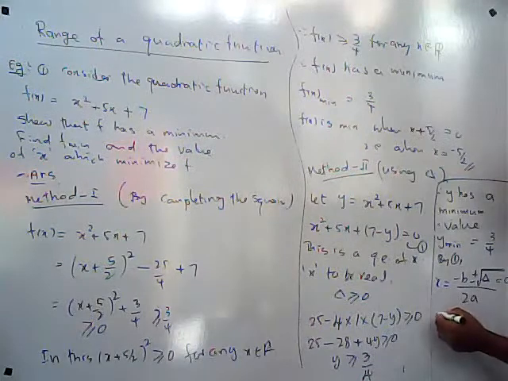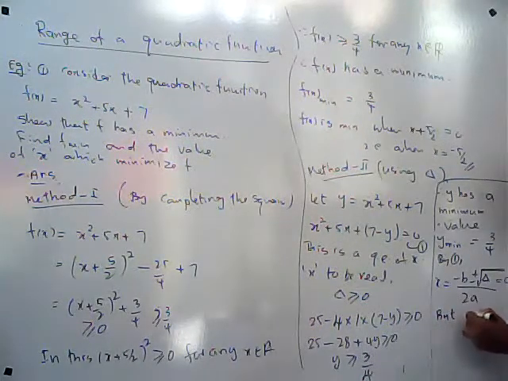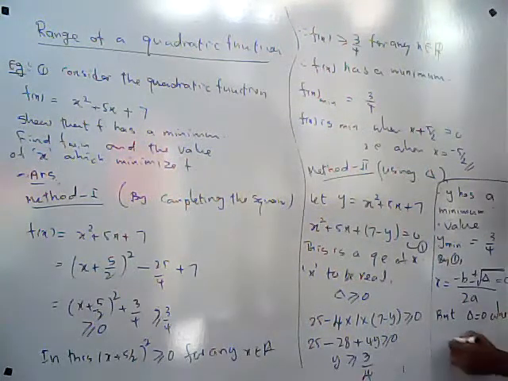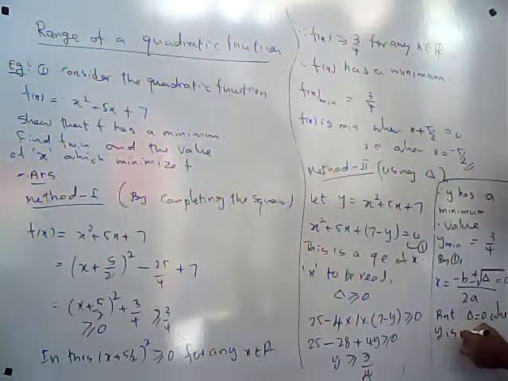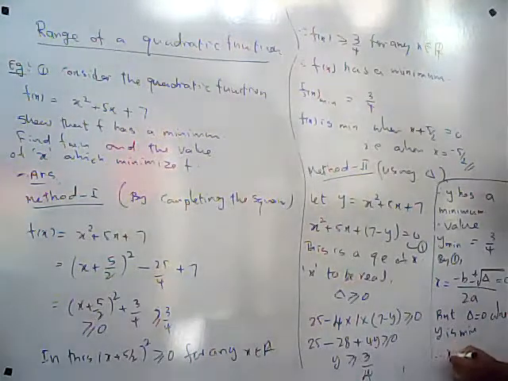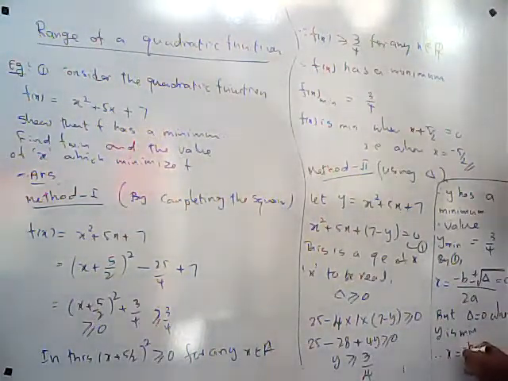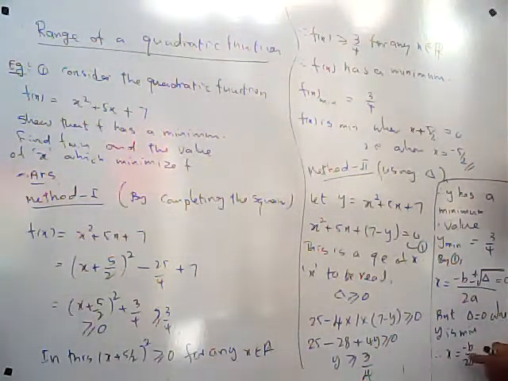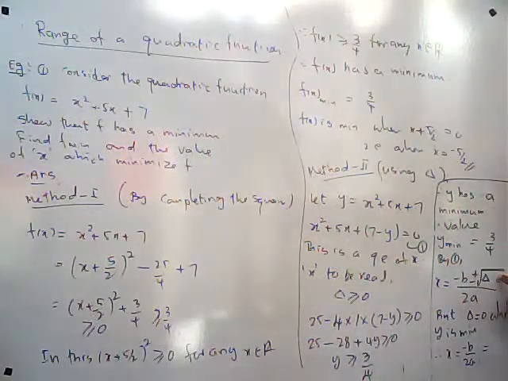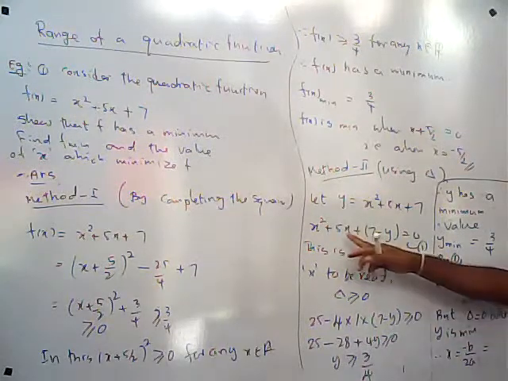We'll just write that delta is equal to 0 when y is minimum. Therefore, x will be equal to minus b over 2a. Delta is equal to 0. Minus b over 2a.